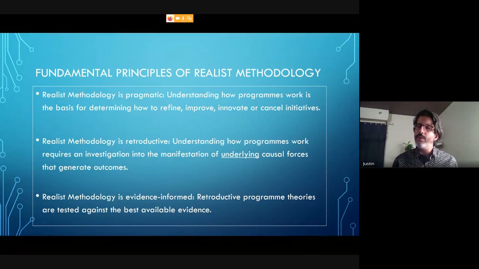So there you understand the word, even the word realist, realistic. The methodology of realism is to become more realistic about what is achievable in a research process. That's one way of defining the term realist.